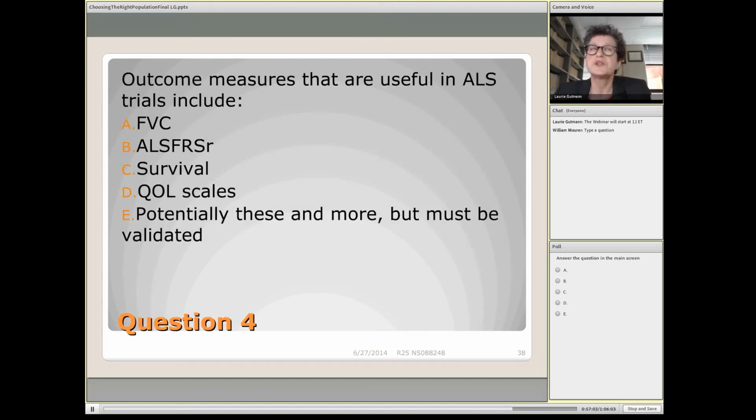So I'm going to wind up with the question about outcome measures, which we didn't really talk about as a whole separate talk, but outcome measures that are useful in ALS trials include FVC. You can read those, and they let you choose. The point that I wanted to make is that it's important to look at different outcome measures for your particular trial, but be sure that they're validated outcome measures before you choose them. Otherwise, your results may not be reproducible. And that, especially in a rare disease like ALS, would be very unfortunate: to do a whole trial and no one be able to reproduce your results.